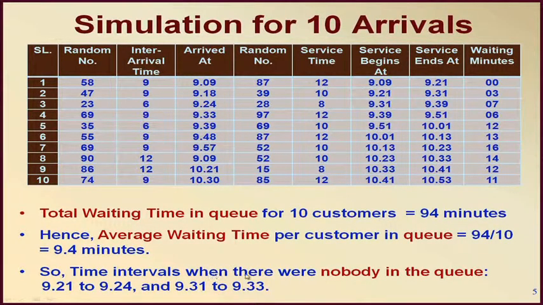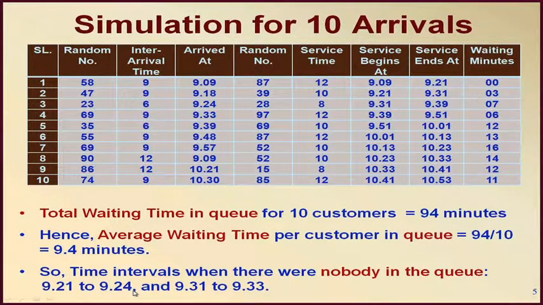And what was the time interval when there was nobody in the queue? 9:21 to 9:24. Why? Because look here, at 9:21 the first person goes out of service and the second person comes and joins the service, right. And at that time when the second person was in the service, the third person came only at 9:24. So, these are the 3 minutes when there was nobody in the queue, right.